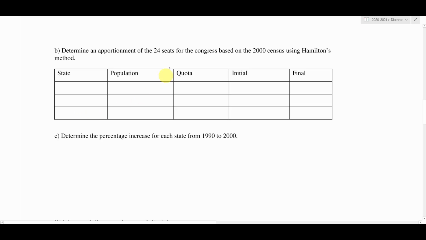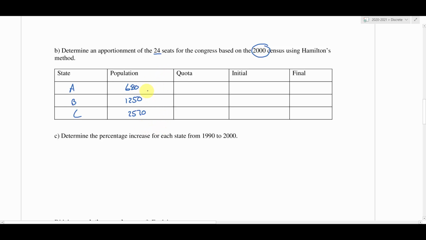Okay, so now we're doing the 2000 census, right? 10 years has passed by, and we still have 3 states. We still have 24 seats for Congress, but the populations over the years have changed. All right, so our new populations are going to be 680, 1250, and 2570. All right, so as you would expect, all their populations went up.